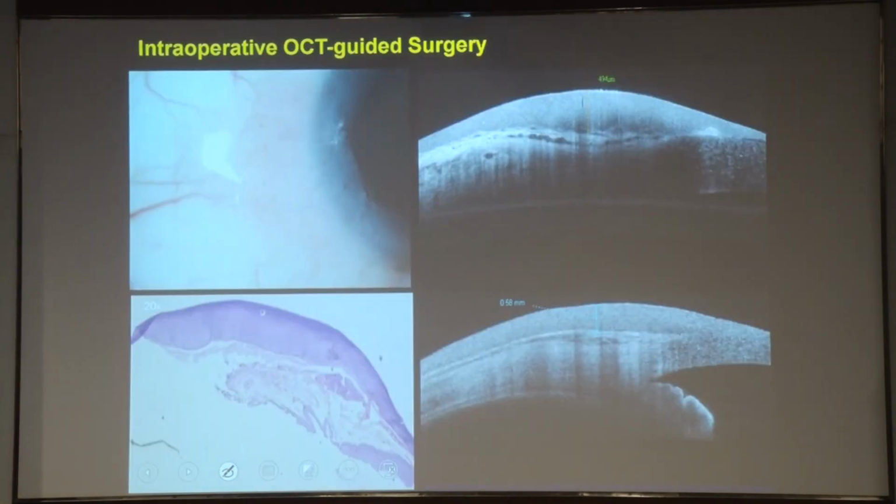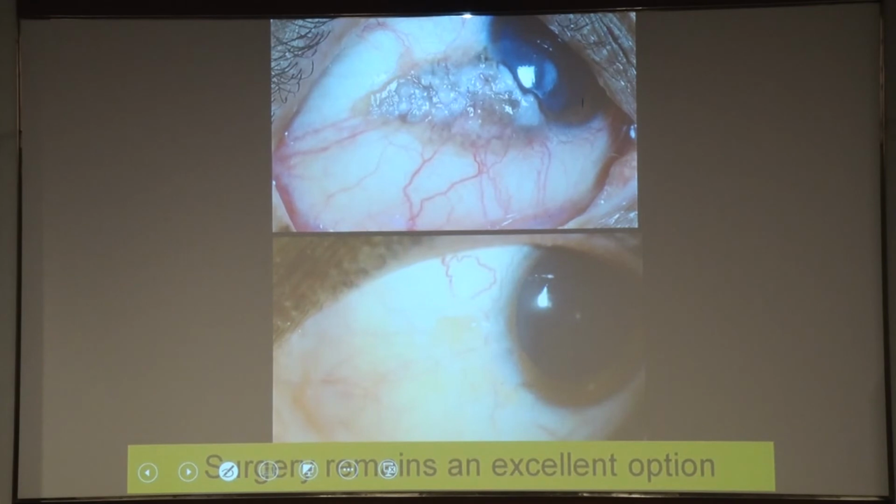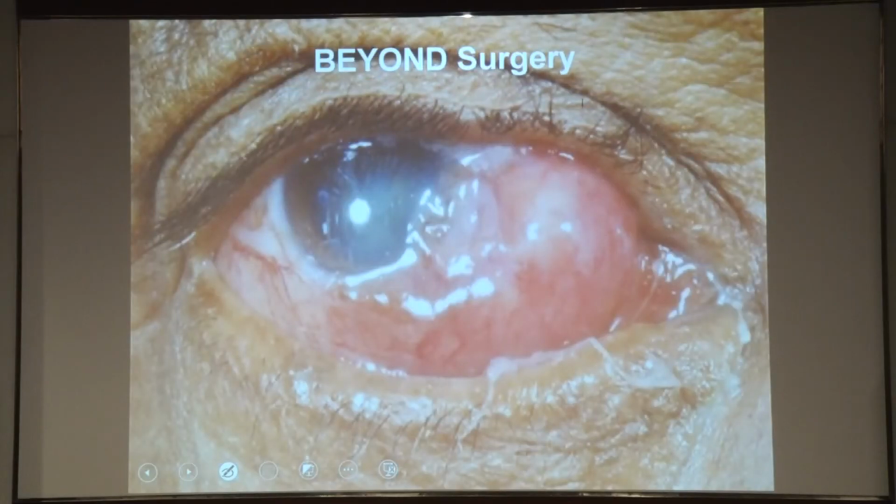Patients do well following surgery, and if you use OCT guided surgery, then you can actually predict the depth of the lesion. Now, what is relatively new is the use of primary simple limbal epithelial transplantation in patients who have extensive tumors so that there is minimal complication of limbal stem cell deficiency. Surgery does remain an excellent choice. I have already spoken about adjuvant therapy.